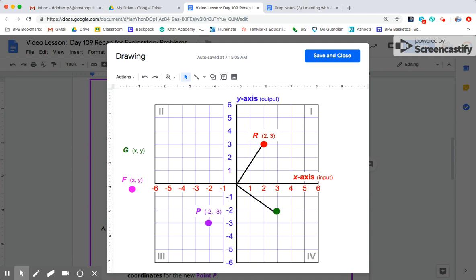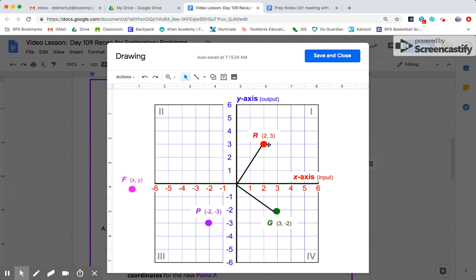We'll notice all that really happened to the coordinates. It used to be 2 for x, 3 for y. Now it's 3 for x and -2 for y. So essentially the x and the y coordinate flipped, and then quadrant 4 tells us x would be positive, y would be negative.